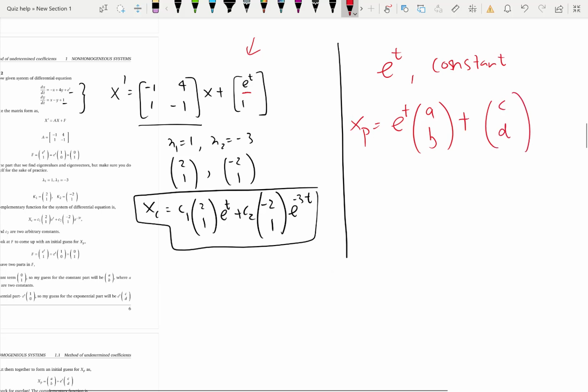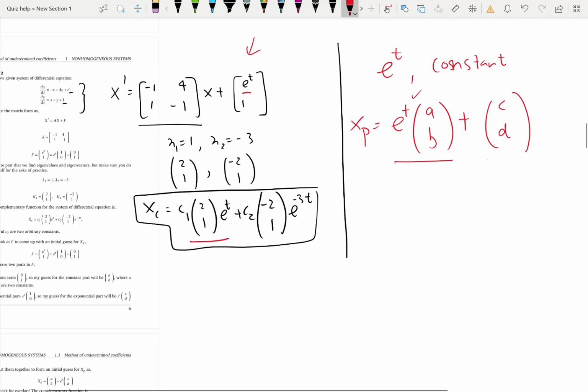Okay, now check for overlaps. So do we have an overlap? Let's look at the e to the t part. So do we have an e to the t part here? Yes, in the complementary solution we definitely have. So we have an overlap for this part of the guess.